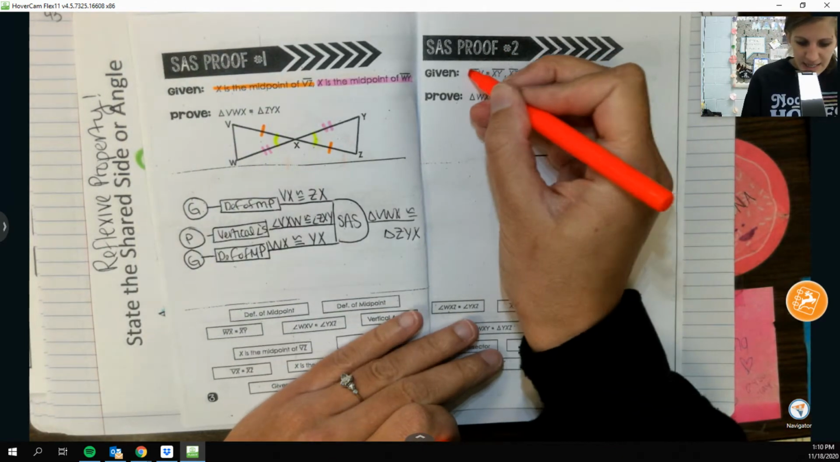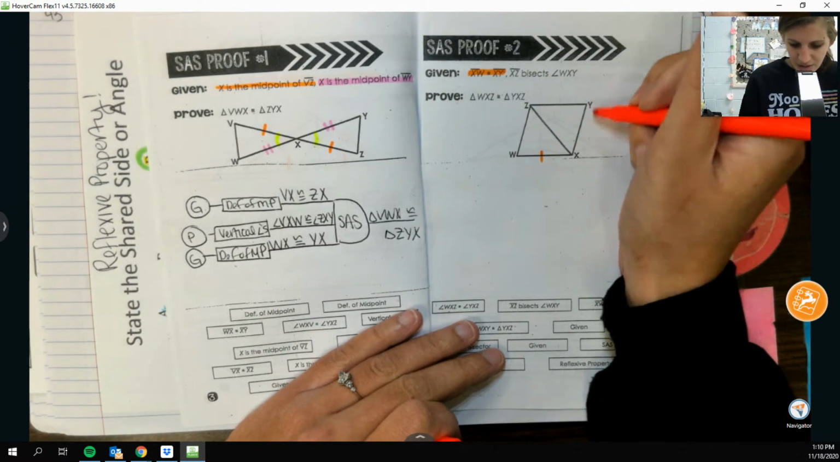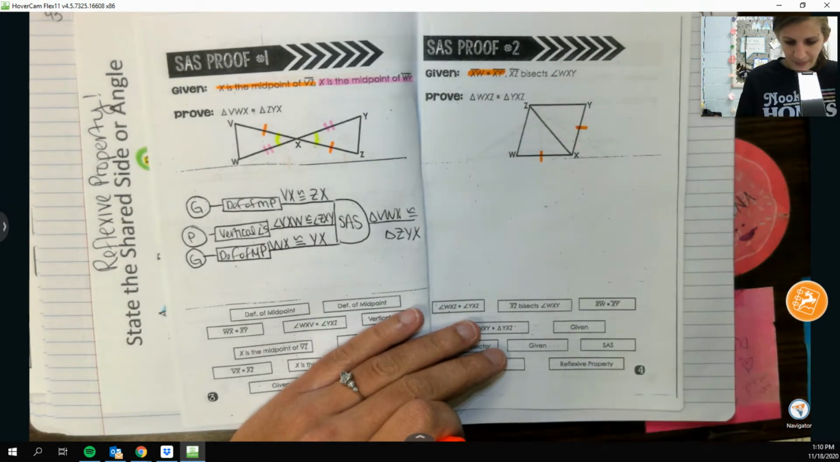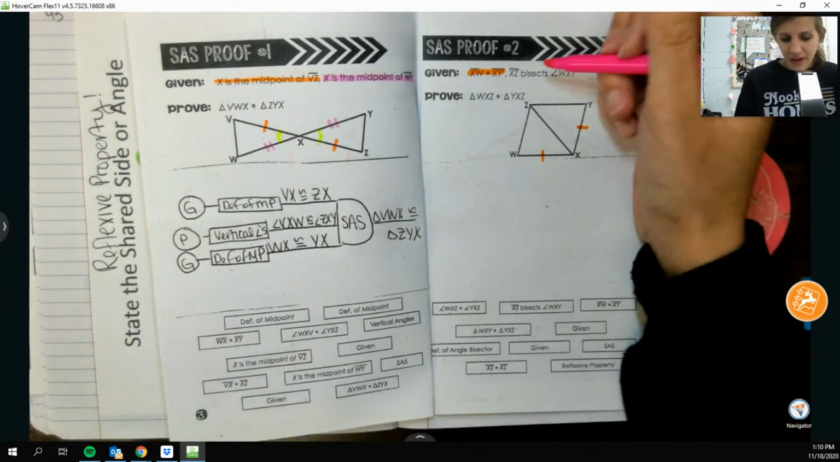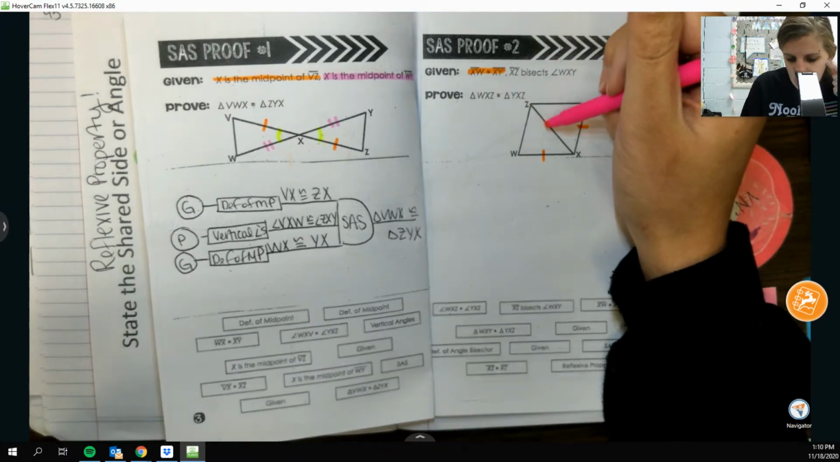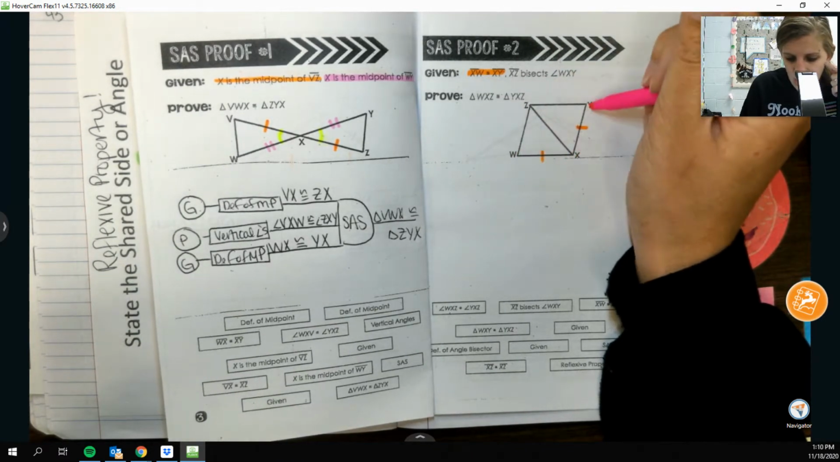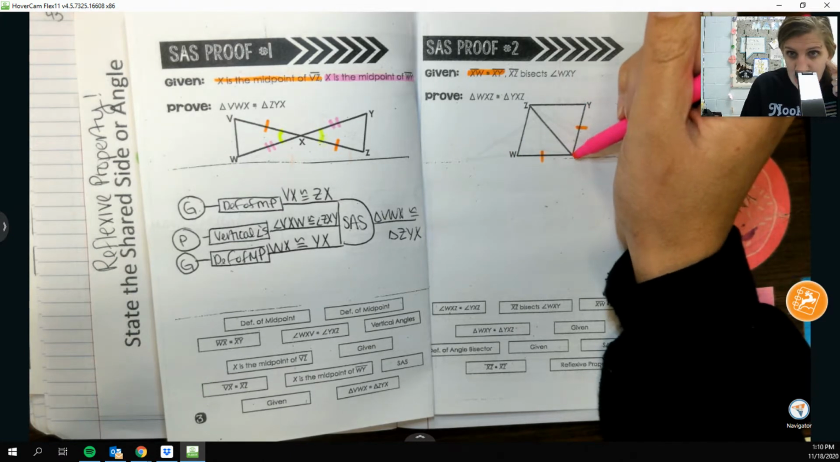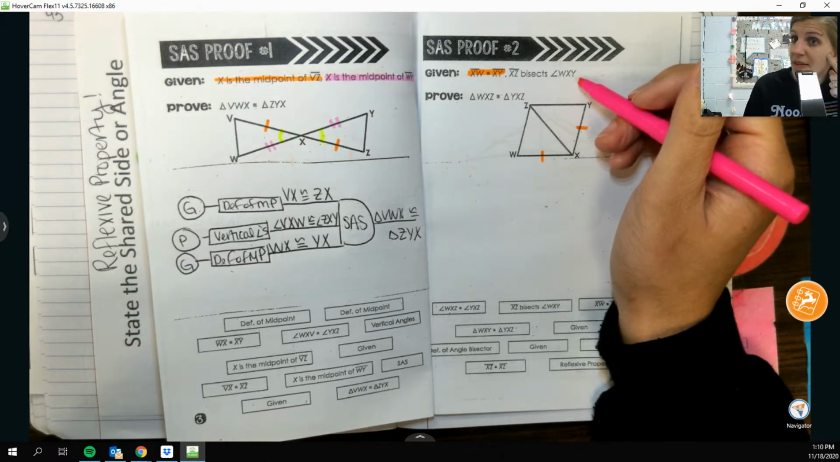First thing that's given to me is that XW is congruent to XY. The next thing that they gave to me is that XZ, this line here, is bisecting angle WXY. So it's cutting the angle at X in half. So if a line is cutting an angle in half, we have an angle bisector.